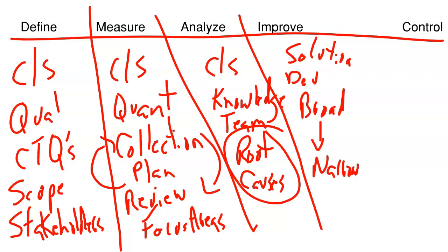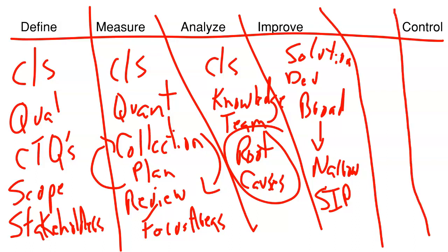The final solutions were then put into a solution implementation plan and approved by the sponsor. It's now in the control phase that these solutions have been implemented. And so there was this missing phase associated with the DMAIC. I call it the implementation phase.